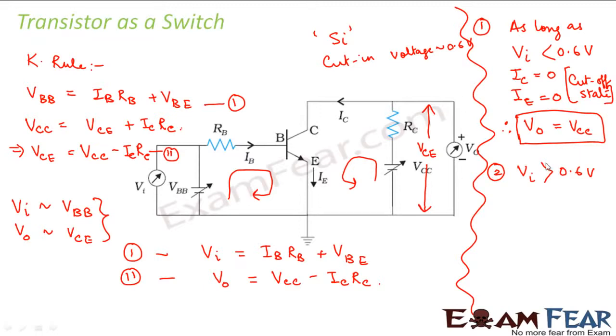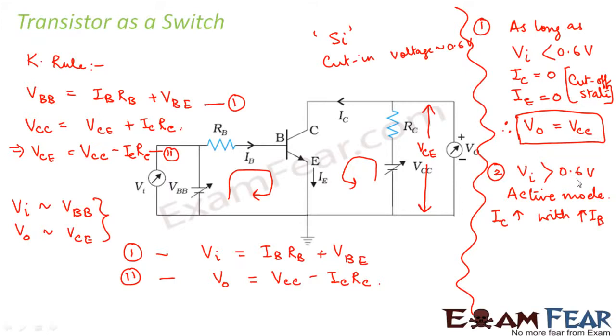So for now, you just understand it this way. When the input voltage is greater than the cut-in voltage, in that case the transistor is in the active mode. And in active mode, what will happen? Collector current will increase with increase in base current.